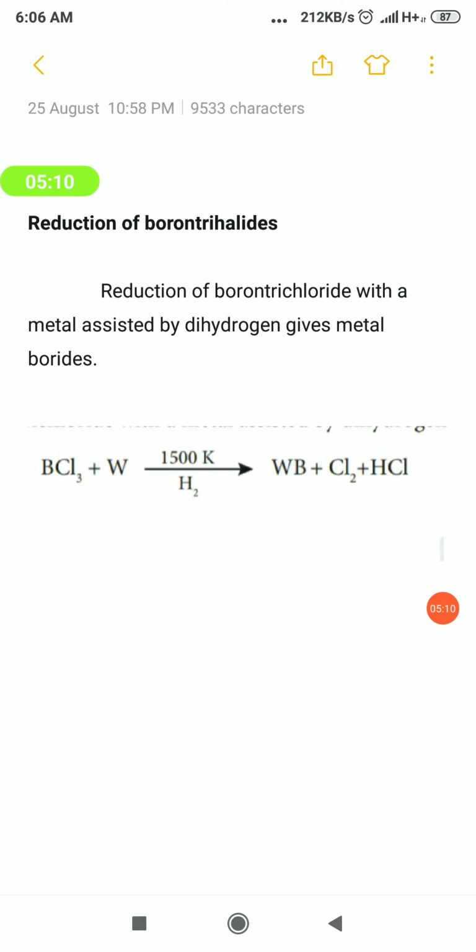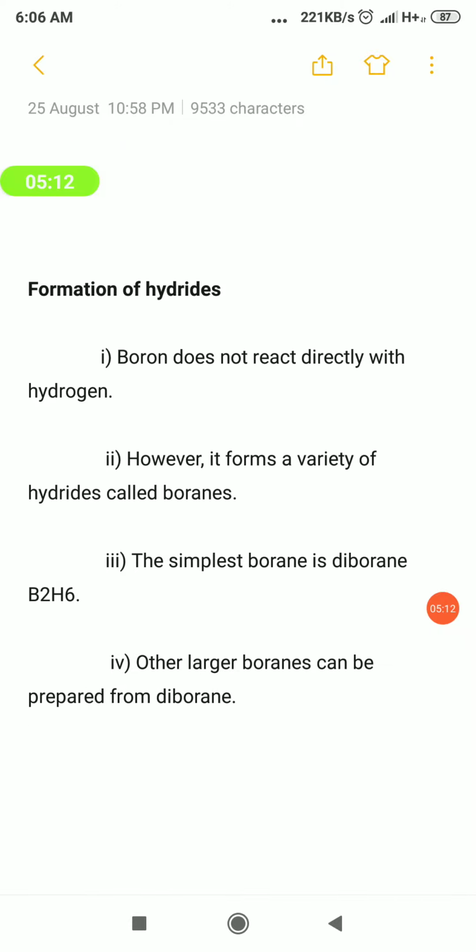Then the next chemical property is formation of hydrides. Hydrides means metals reacting with hydrogen; the resultant compound is called a hydride. About hydrides we had a separate concept in 11th standard: the types of hydrides, their physical properties, everything we have seen. Now we are going to see how boron reacts with hydrogen and the formation of boron hydrides.